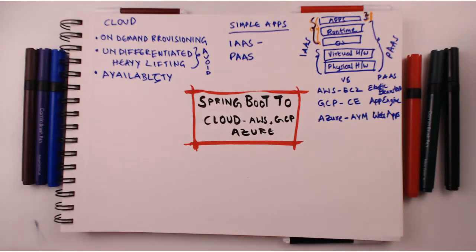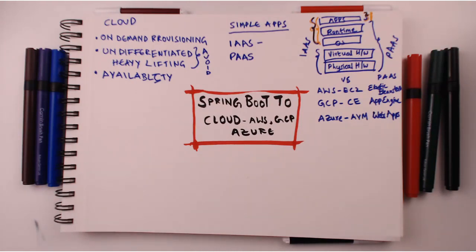We then looked at the two options that we have when we want to deploy simple applications to the cloud. We talked about infrastructure as a service, and then we talked about platform as a service. And we looked at the infrastructure as a service options provided by AWS, GCP and Azure, and we also looked at the platform as a service options which are provided by AWS, GCP and Azure.